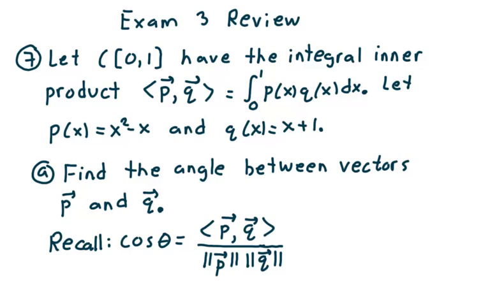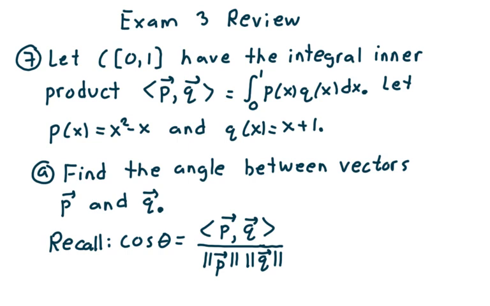This is a video from the Exam 3 review in linear algebra. Let's take a look at 7. Let the set of continuous functions on the interval from 0 to 1 have the integral inner product, and it's the inner product of p and q is the integral from 0 to 1 of p of x times q of x dx. Let p of x equal x squared minus x and q of x equal x plus 1. Find the angle between vectors p and q.